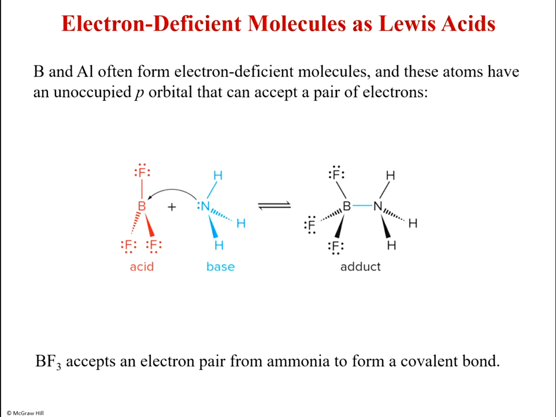So, for example, boron trifluoride, BF3, has boron without an octet. And those compounds are typically not very stable, and so they're stabilized by reacting them with an electron pair donor like an amine. So here the base reacts with the electron pair acceptor, boron trifluoride, to form the adduct. Boron trifluoride is the Lewis acid. Ammonia is the Lewis base.